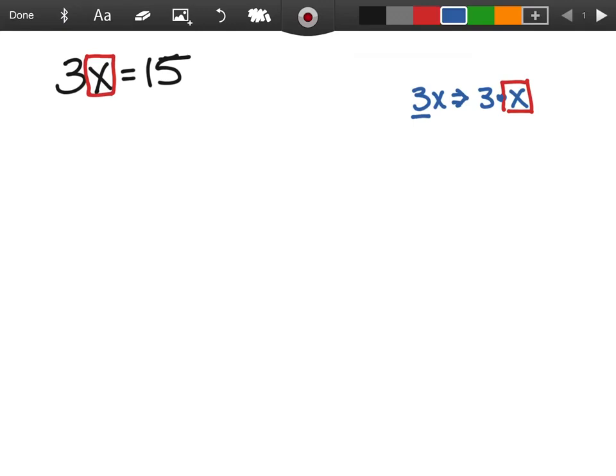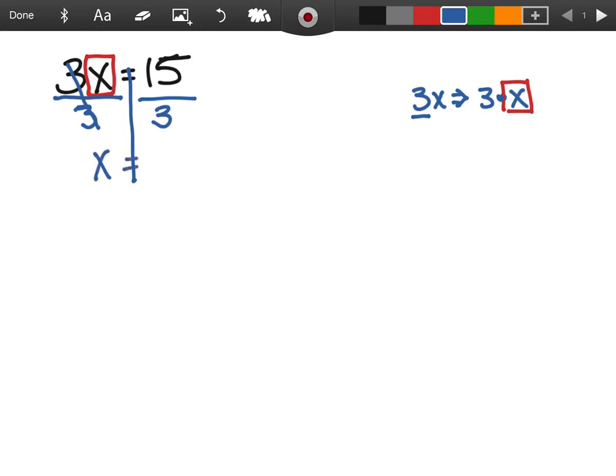So I'm going to come back to my problem and say, okay, 3x divided by 3. The 3 and the 3 cancel out because 3 divided by 3 is just 1, and I know anything multiplied by 1 is just itself. I'm going to draw my line to separate the different sides of the equation. What I do to one side, I have to do to the other. So I've got x equals something.